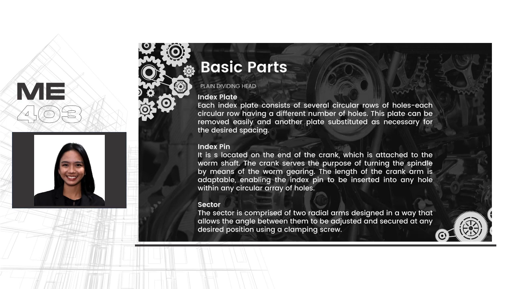The index plate contains various rows of holes with different hole counts, easily swappable for desired spacing. The index pin on the crank attached to the worm shaft can be placed in any hole. And lastly, the sector has adjustable radial arms secured with a clamping screw for setting desired angles.